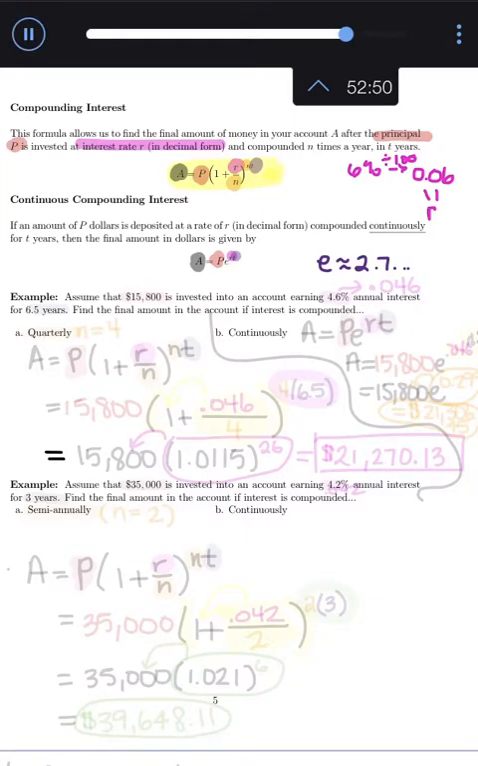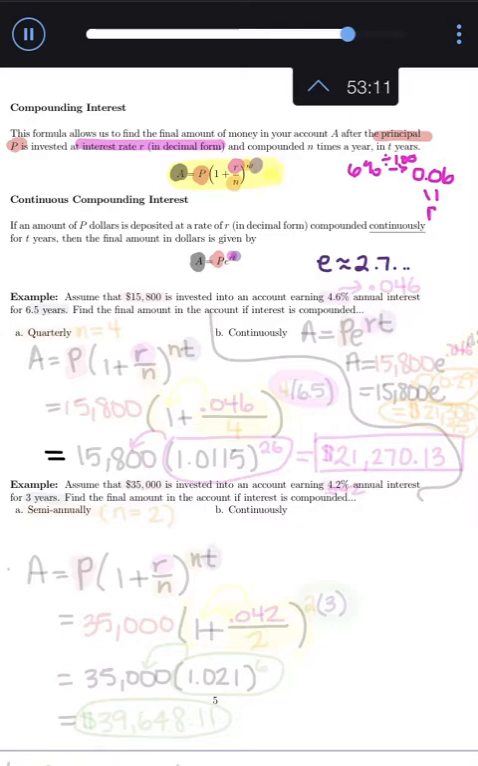So the hard part is just to remember which formula is for which. The more complicated formula is based on compounding a certain set number of times per year. The PERT one is when you are doing something that is continuous. Let's look at an example.